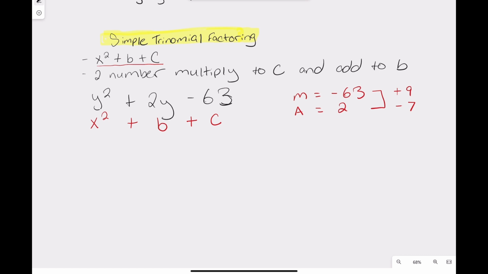So now we're going to rewrite the whole equation, keeping the first and the last term the same, but we're going to replace the 2y with plus 9y and negative 7y. So it's going to look like this.